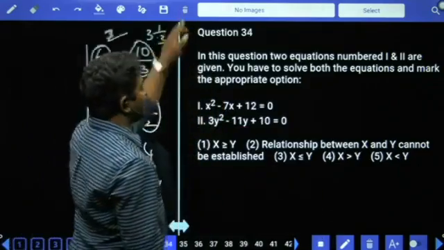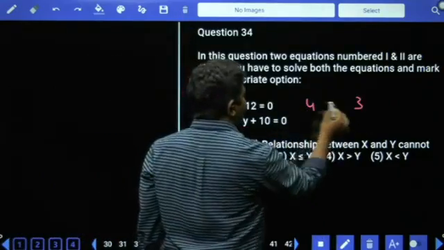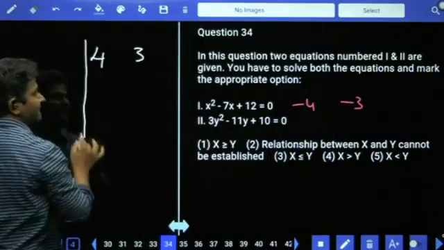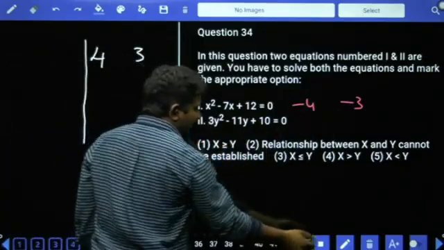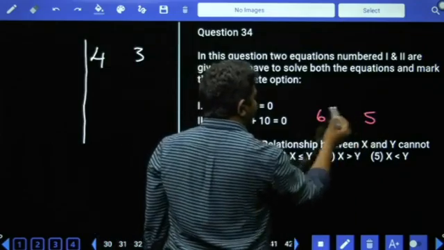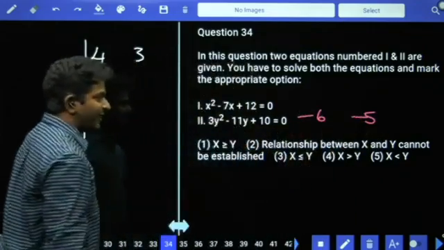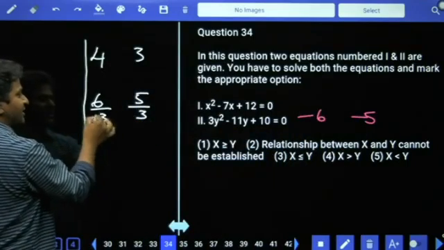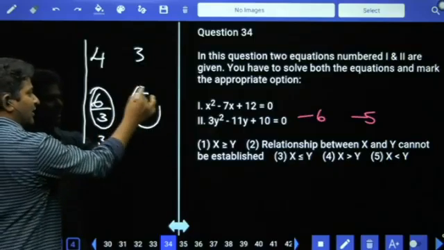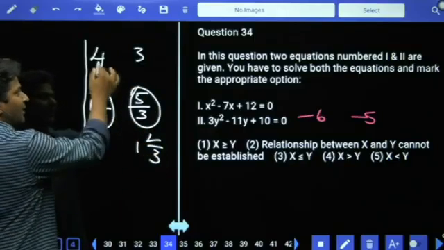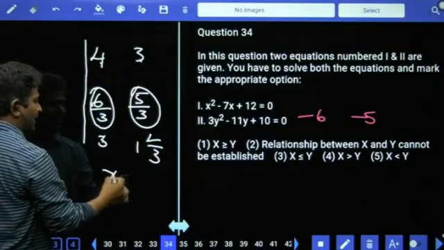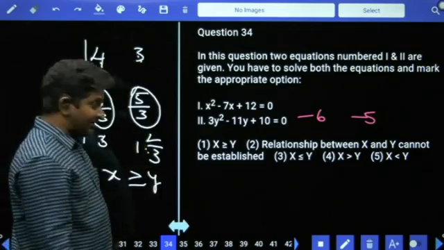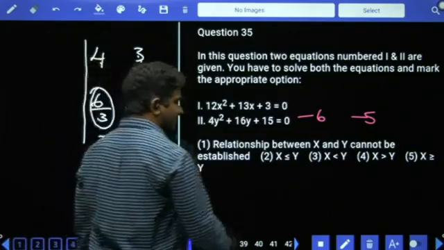We have 12 here. 12 can be written as 4 into 3, minus 4 minus 3, minus 7. Factors are plus 4 plus 3. 3 into 10, 30. 30 can be written as 6 into 5. Minus 6 minus 5, minus 11. Factors are plus 6 plus 5 divided by the coefficient of y square, that is 3. This is 2 and it is 1, 2 by 3. x greater than or equal to y. So x greater than or equal, 5 condition, final answer.